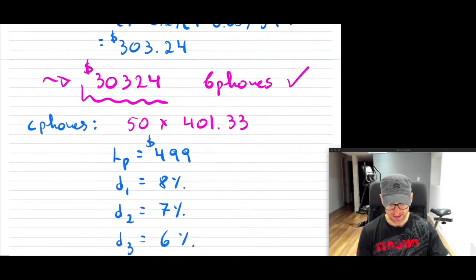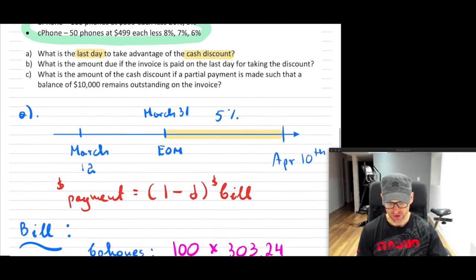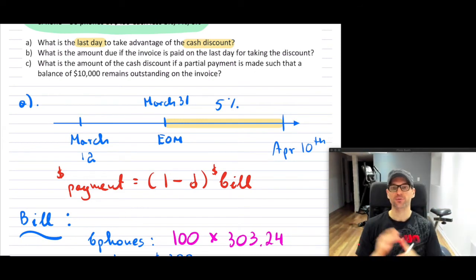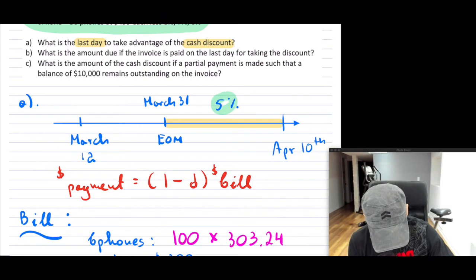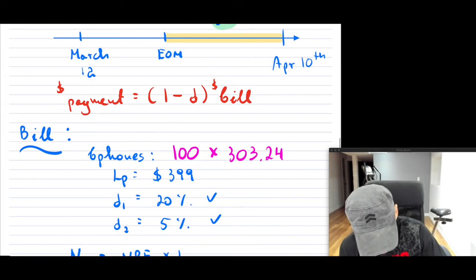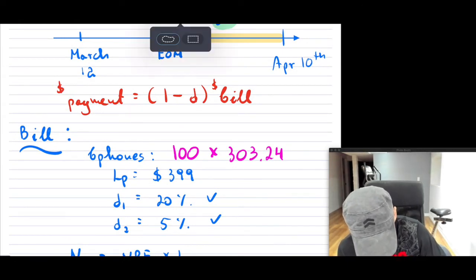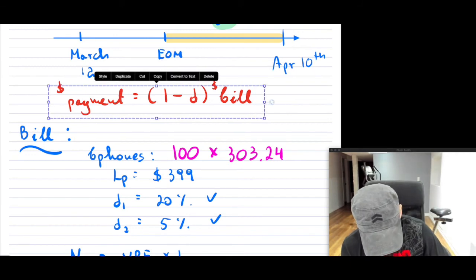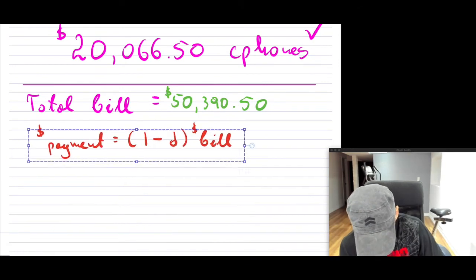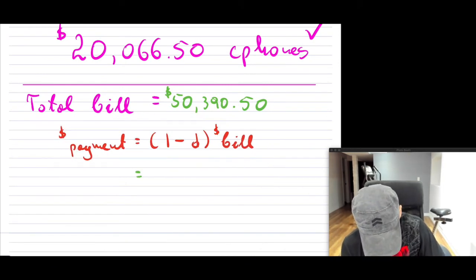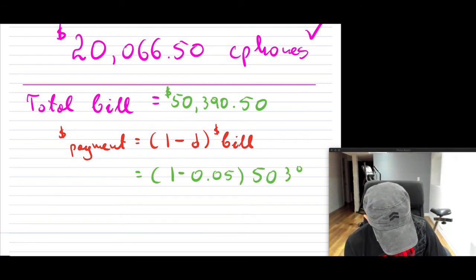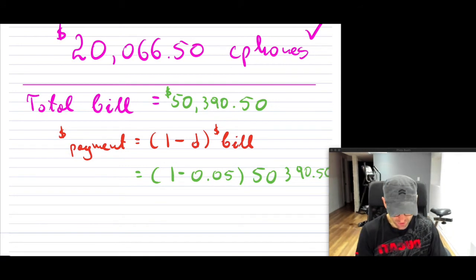Now the question asked us, how much do we pay? How much is due if we took advantage of the discount? Well, how much was the discount? The discount was 5%. That's how much we're going to get. So again, we use our formula. So our payment right here, substitute it in, 1 minus the 5% discount times our bill. Okay, so this is what we have.